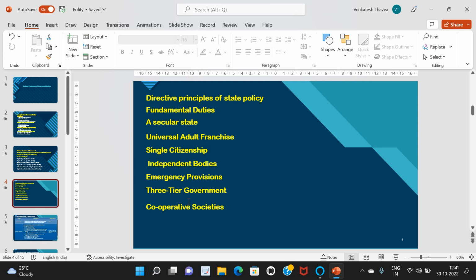Next feature is cooperative societies. The 97th Constitutional Amendment Act of 2011 gave a constitutional status and protection to cooperative societies. It made the following changes. It made the right to form cooperative societies a fundamental right under Article 19(1)(c). It included a new DPSP, that is, Promotion of Cooperative Societies, Article 43(b). It added a new Part 9(b). It gives Parliament power to regulate multi-state cooperative societies. These all are the features of the Constitution.